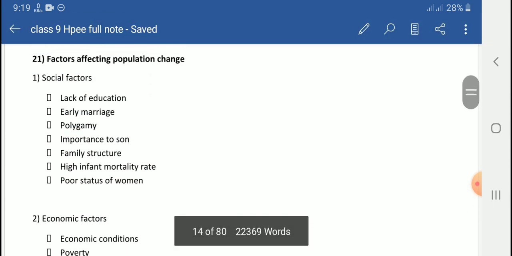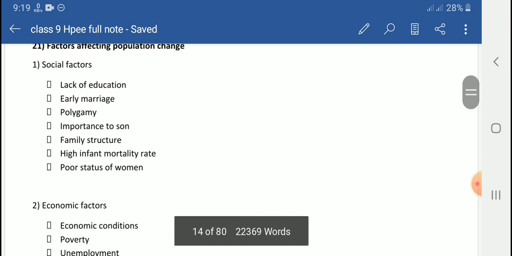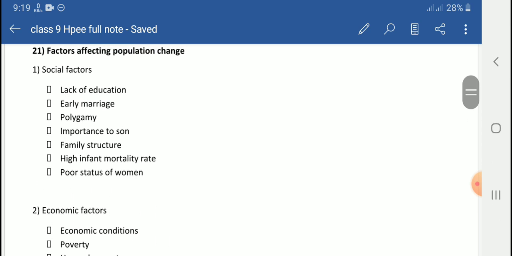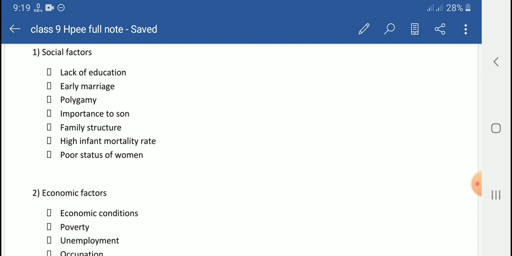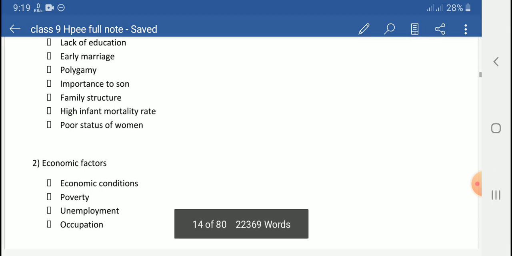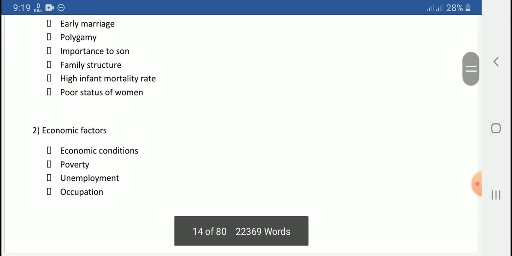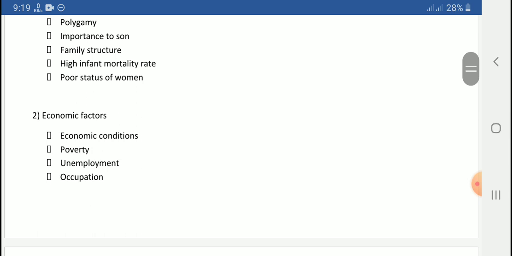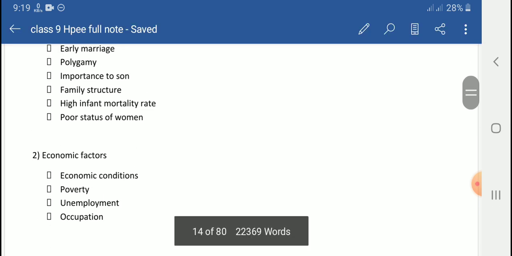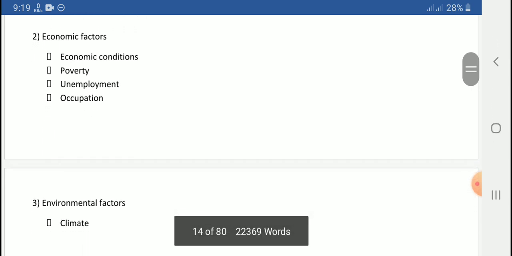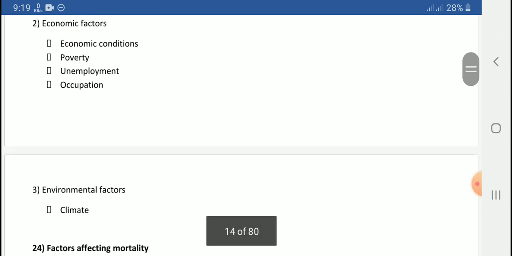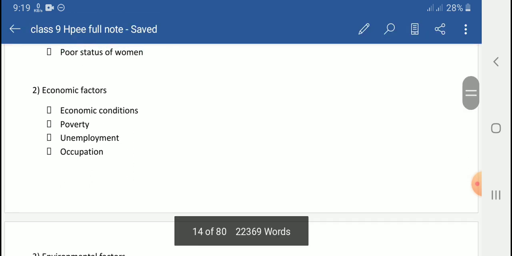So in fact these are the factors affecting fertility. It's missing over there, so just read them as factors affecting fertility or birth. So social factors affecting fertility are lack of education, early marriage, polygamy, importance of son, family structure, high infant mortality rate, poor status of women. Up to here we have explained in class. And economic factors: economic condition, poverty, occupation, unemployment. And environmental factors include climate. So up to here we have read in this first term.